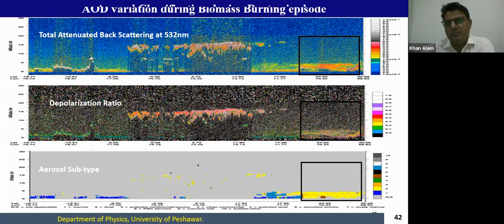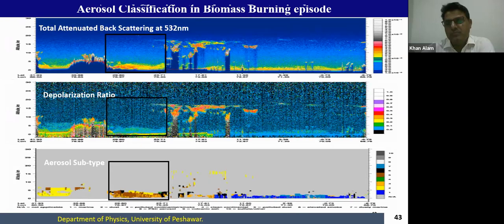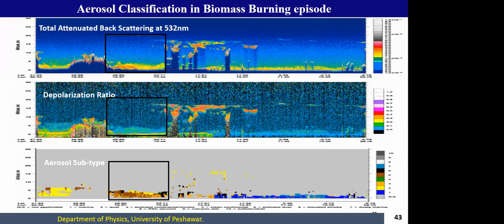We can classify aerosol into major types. This is another CALIPSO profile. Again, this shows that we have some mixed types of particles, which include smoke particles, and also we have some dust polluted particles, and some dust particles are dominant over our study regions.